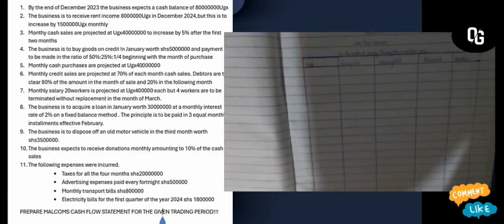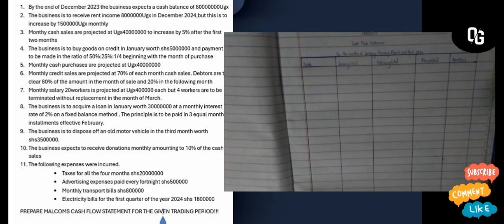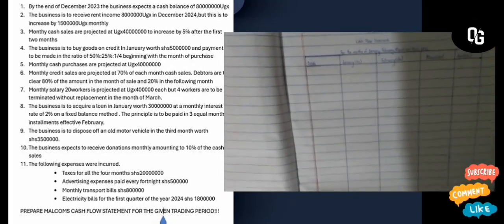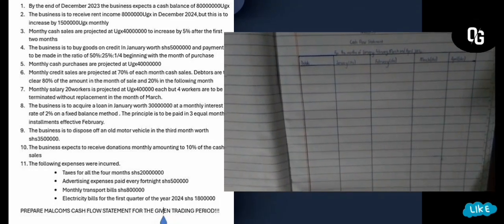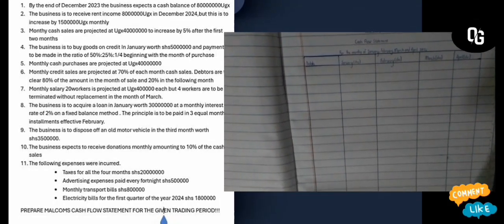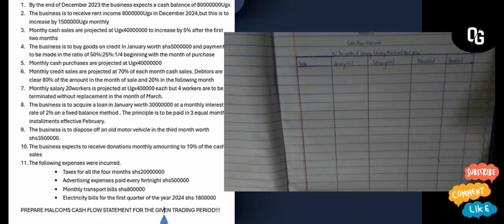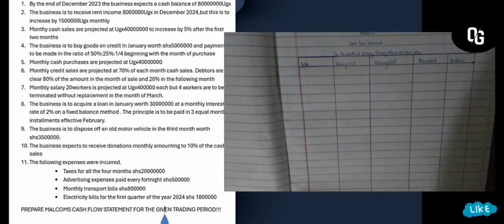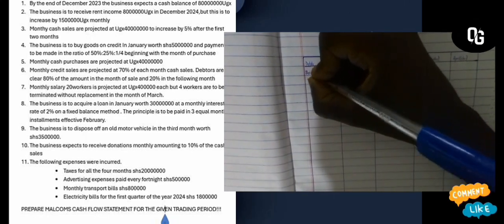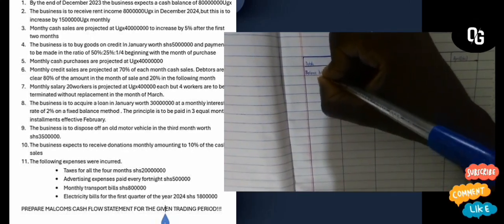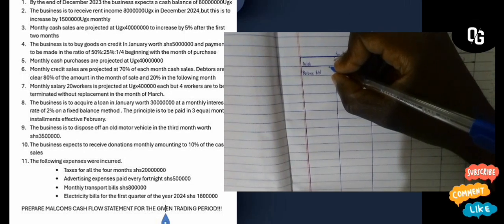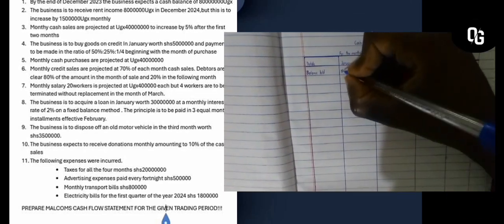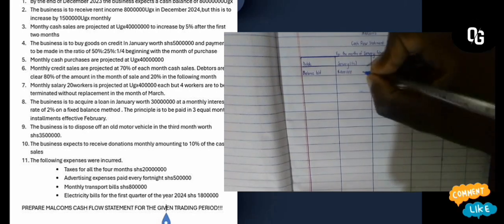So we're going to start off with the very first transaction. It says that by the end of December 2023, the business expects a cash balance of 80 million Ugandan shillings at hand. So the business expects 80 million Ugandan shillings from the month of December. This is going to be recorded as balance brought down. So our balance brought down from December is 80 million Ugandan shillings.